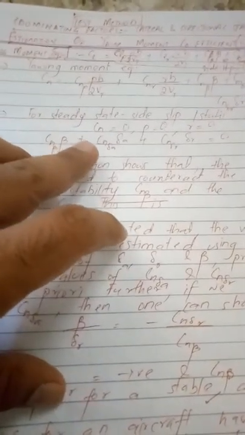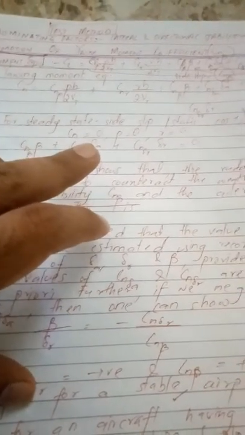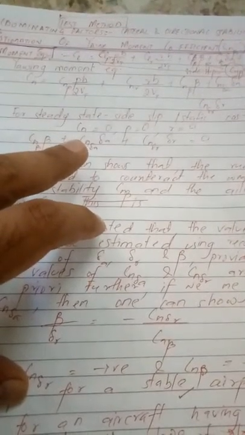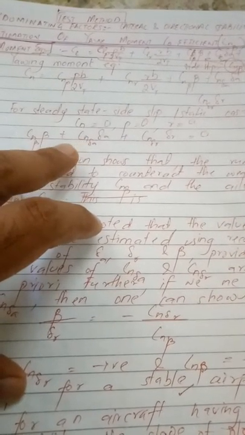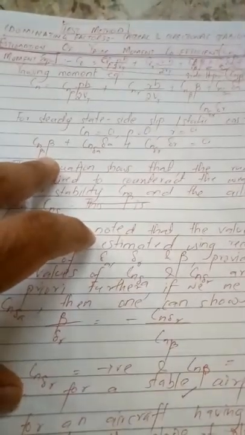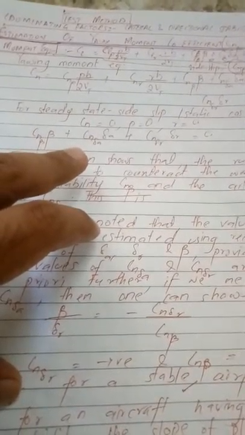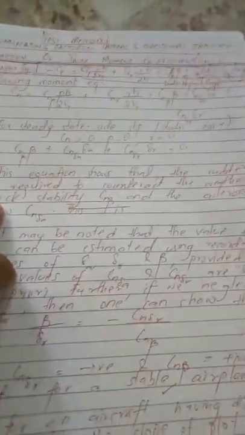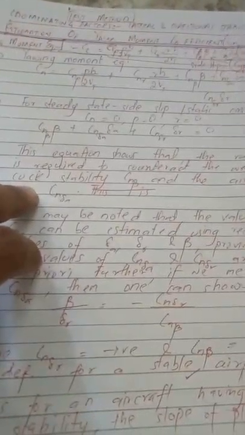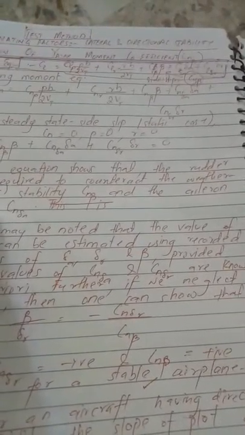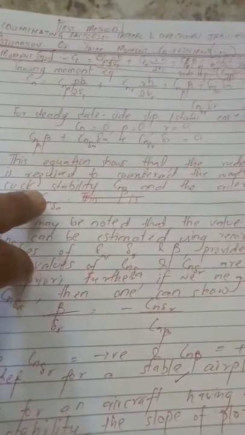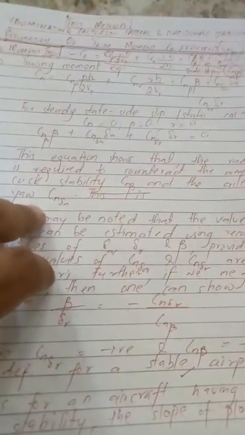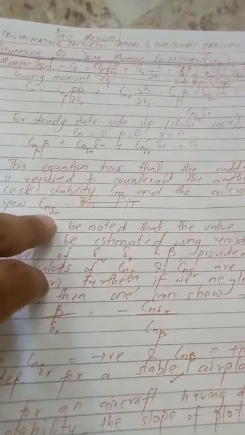For a steady state sideslip, which is obviously a static case, Cn is equal to 0, p is equal to 0, r is equal to 0: Cn beta into beta, plus Cn lambda A into lambda A, plus Cn lambda R into lambda R is equal to 0. This equation shows that the rudder is required to counteract the weathercock stability Cn of beta and the aileron yaw, which is Cn of lambda A.